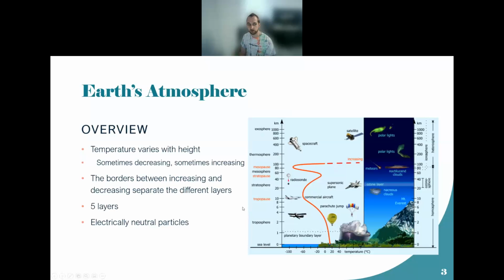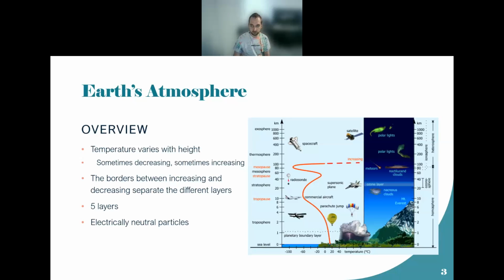So with Earth's atmosphere, the temperature varies with height. The temperature is shown on this horizontal axis here, and the height or altitude is shown on the vertical axis. And we see on the red line, sometimes the temperature decreases with height, sometimes it increases with height. And the borders between increasing and decreasing will separate out the different layers of the Earth's atmosphere. There's going to be 5 layers like this.